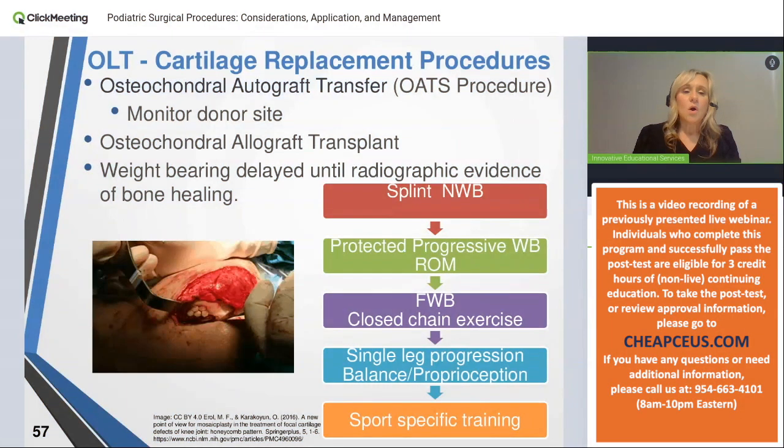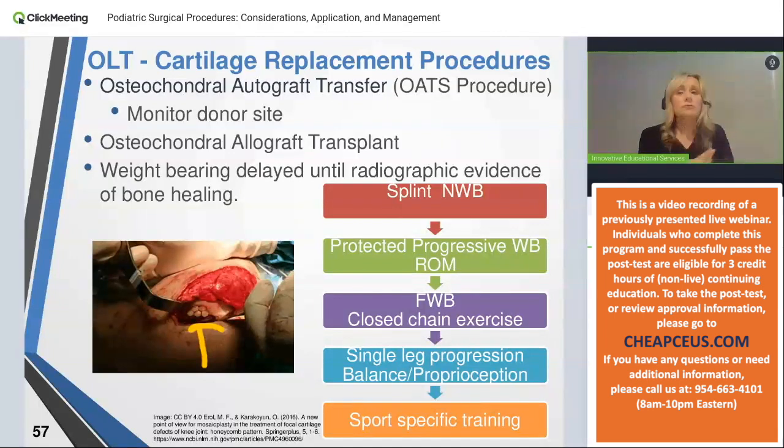This is called the OATS procedure, where they do the osteochondral autograft transfer. So oftentimes they're pulling those plugs out, like we looked at in the previous image, from the non-articular part of the femoral condyle in the knee. So you need to monitor that donor site. And then if we look here above my arrow, you can see they have big and small plugs that they place in as like a little matrix to stack and fill the defect to get that to heal.